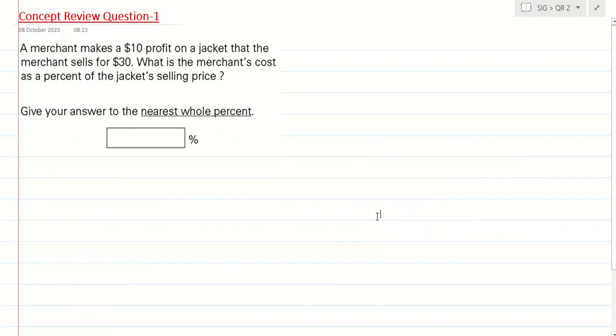Okay, let's understand this. A merchant makes a $10 profit on a jacket that the merchant sells for $30, which means, can I say, the final value is 30. Make sense? Final value is 30. What is the profit we have? $10, which means what is the cost price? 20. Correct? So the cost price is here 20.